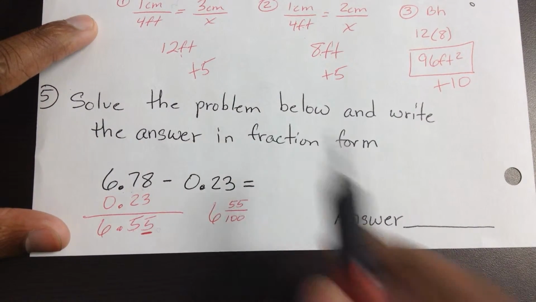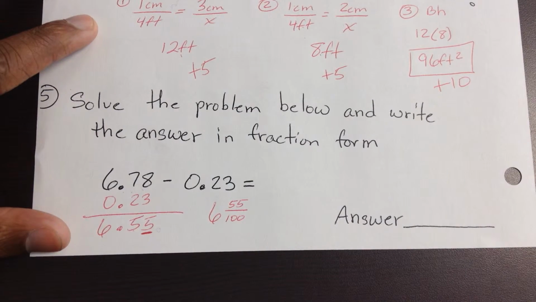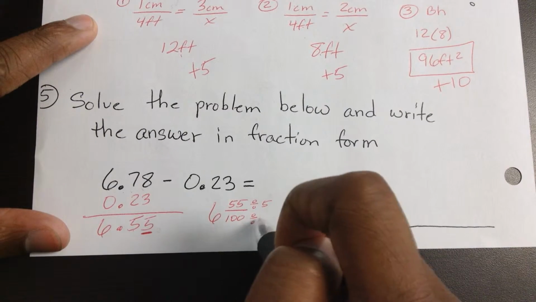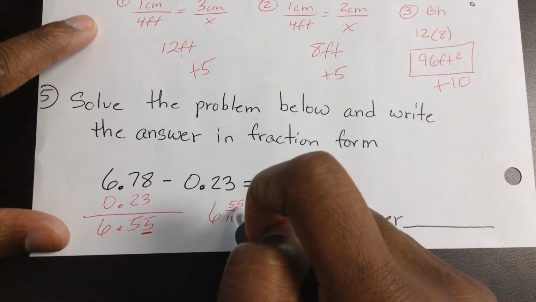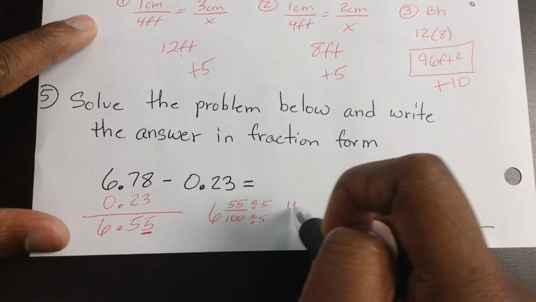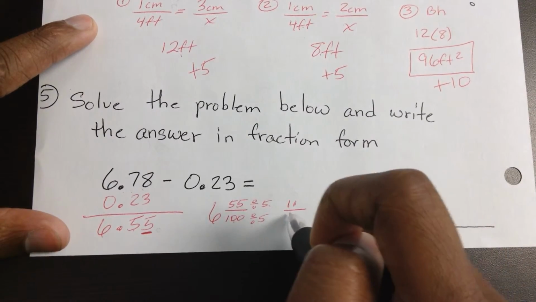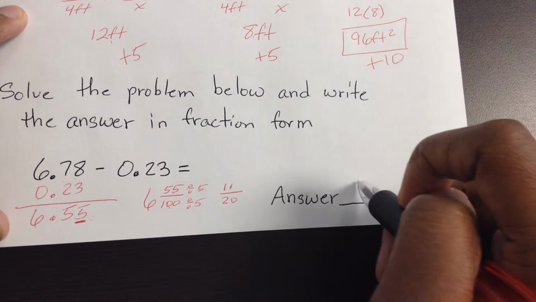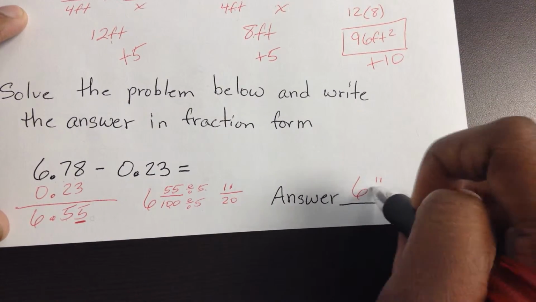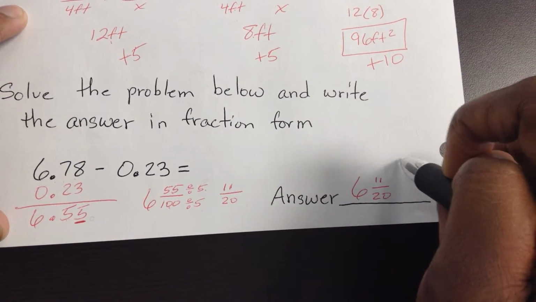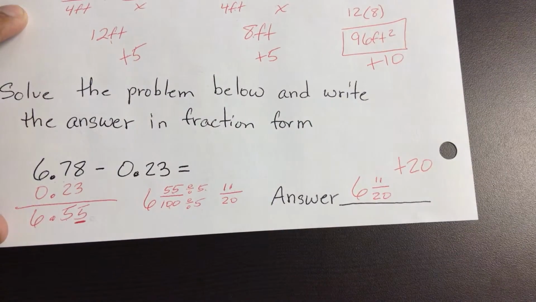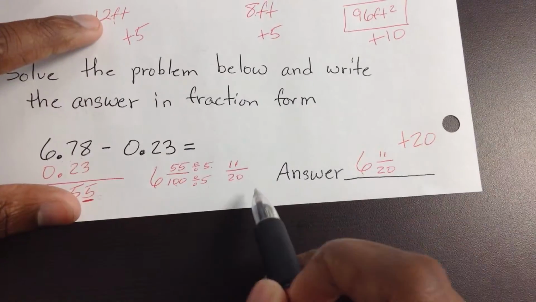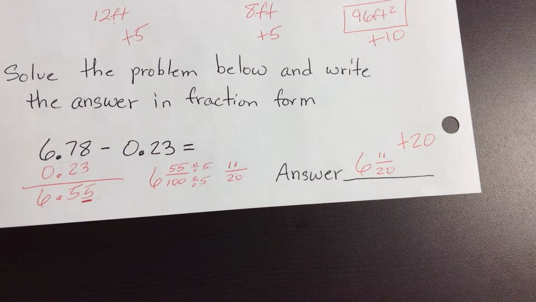Because we were asked to do it in fraction form, I need to divide them both by 5. 55 divided by 5 is 11. And 100 divided by 5 is 20. So my final answer is 6 and 11/20. And if I got that right, plus 20. Count up your grade, put it at the bottom of your paper.